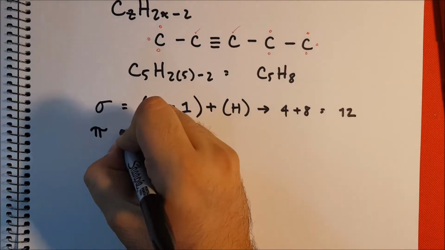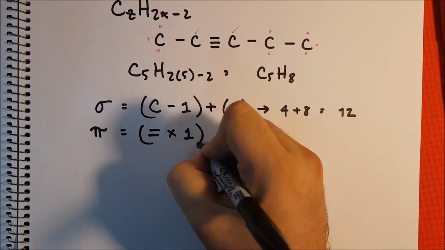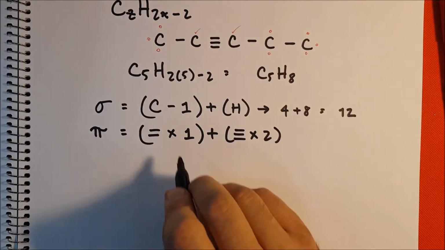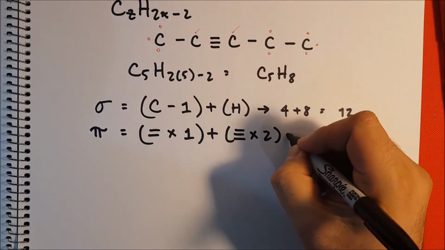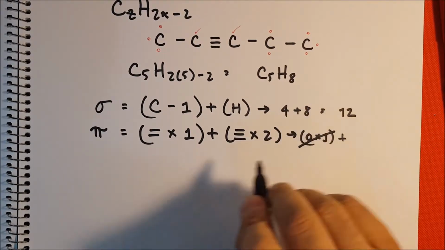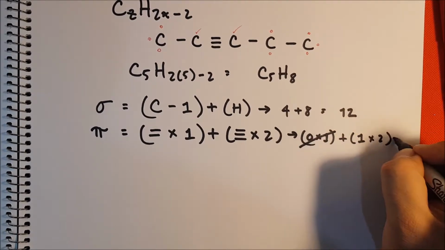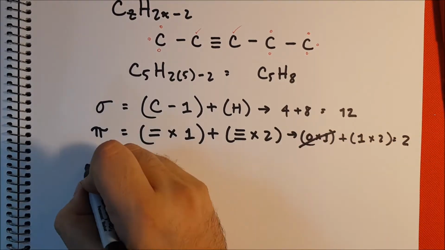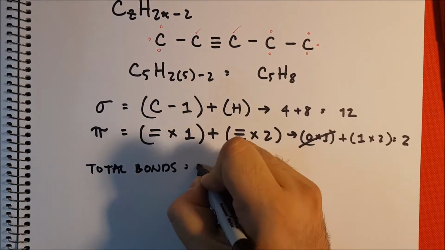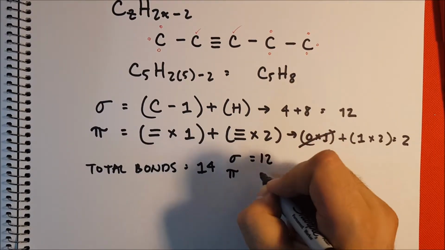And the amount of pi bonds is equal to double bonds times 1 plus triple bonds times 2. So in this case, we have no double bonds, so it's 0 times 1, 0 cancels out, plus 1 triple bond times 2, and the answer is 2. So the total number of bonds is 14, out of which sigma is 12, and pi is 2.